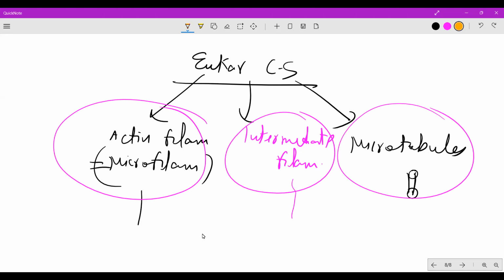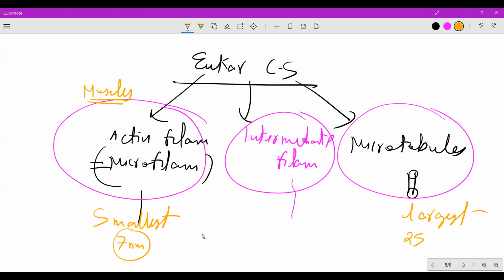Now out of these, ये जो actin filaments हैं जो हमारे muscles में होते हैं, is this clear? We know actin filaments are the smallest of the cytoskeletal elements. They are the smallest. And microtubules are the largest of the cytoskeletal elements. ये smallest है, largest है. जो एक्टिन फिलामेंट्स है, इनका जो डायामीटर है, दैट इज 7 नैनोमीटर्स. और जो माइक्रोट्यूब्यूल का डायामीटर है, आउटर डायामीटर ऑफ माइक्रोट्यूब्यूल इज 25 नैनोमीटर.